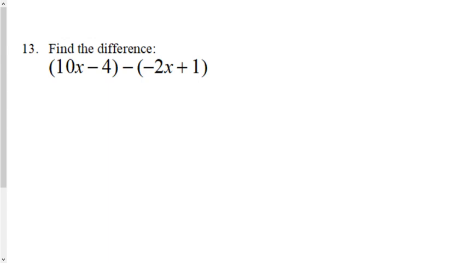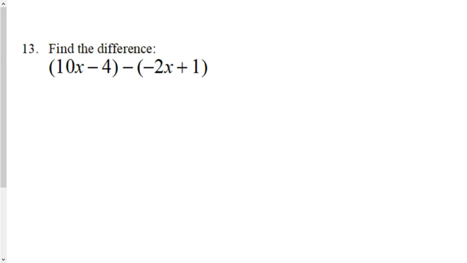Find the difference. Now, for question 13, what is the easiest way for us to find the difference? Carl, what's the easiest way to do this? Modeling it? No. What would you do? You're not sure. What would you do, Ely? Keep, flip, change, add the opposite.